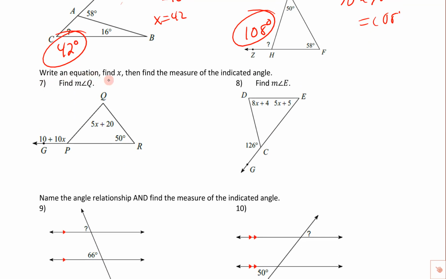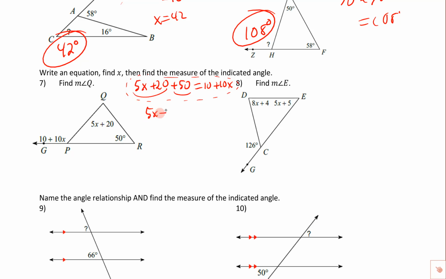Okay, now we need to write an equation, find x, and then find the measure of the indicated angle. So we want to find the measure of angle Q on this particular one, but in order to do that, we need to know what the relationship is between this one on the outside, this exterior one, and the two remote interior angles. Well, remember, we're going to add the two of these together, and it equals the exterior one. So I'm going to do 5x plus 20 plus 50. There are the two inside ones, and we're going to set it equal to the one on the outside. And this happens to be an algebraic expression by itself. So we've written the equation. Let's go ahead and solve the equation.